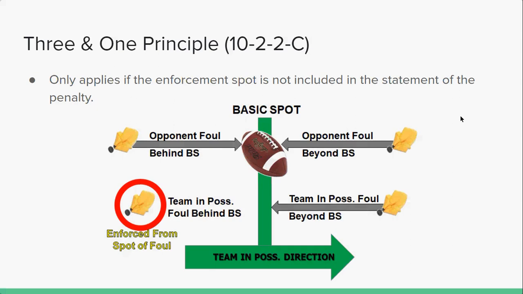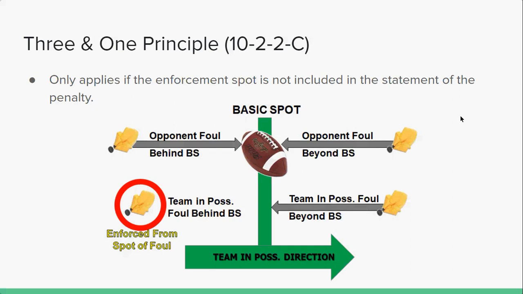For example, illegal touching of a forward pass by an originally eligible receiver is a loss of down to the previous spot all the time, no exception. Illegal touching by an ineligible receiver is a 5-yard penalty from the previous spot. It doesn't matter where that foul occurs, field of play, end zone, beyond the line, behind the line. We'll always enforce in that spot.